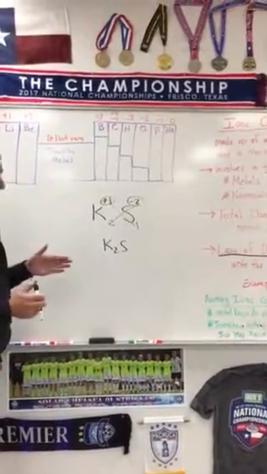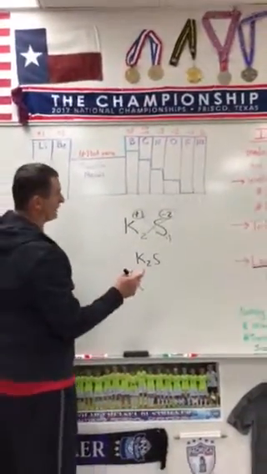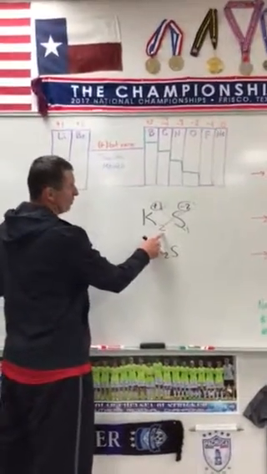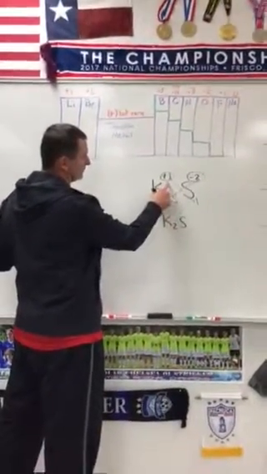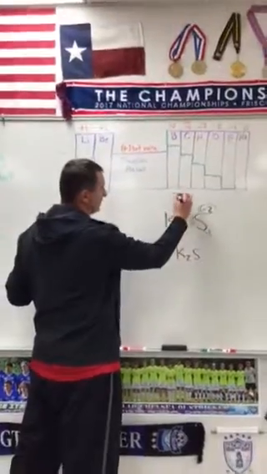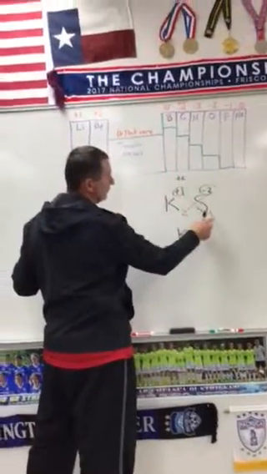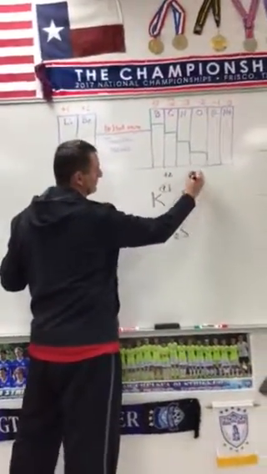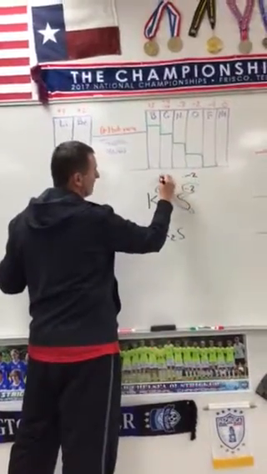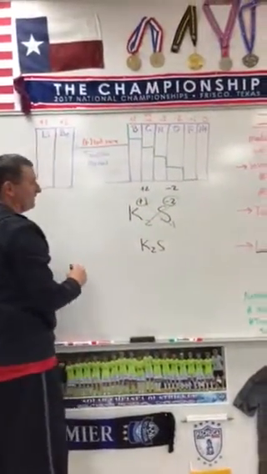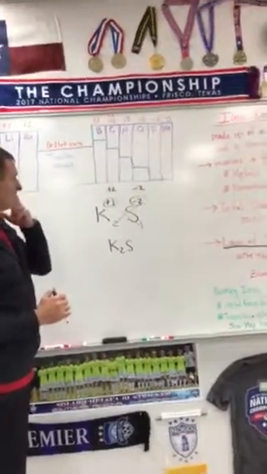And you can check it because the total charge has to be 0. And the total charge is made up of the subscript times the superscript. So 2 times +1 gives me what? +2. 1 times -2 gives me -2. So those cancel out, so that means you did it correctly because the total charges have to be 0.